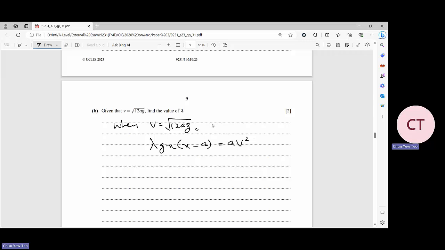But just now in part A, we already know that the x is 4a. So if we put this inside, you have lambda g 4a minus a equal to the a v squared. Then you can get 12 lambda g a squared is equal to 12 g a squared. 12g a squared, 12g a squared cancel. You have lambda equal to 1. Done. That will be the answer for number 5B.